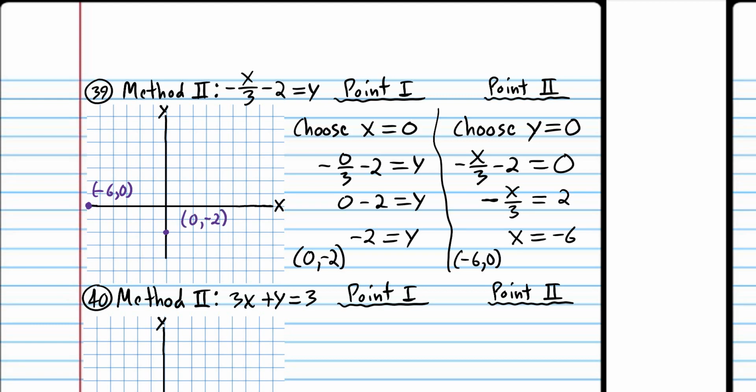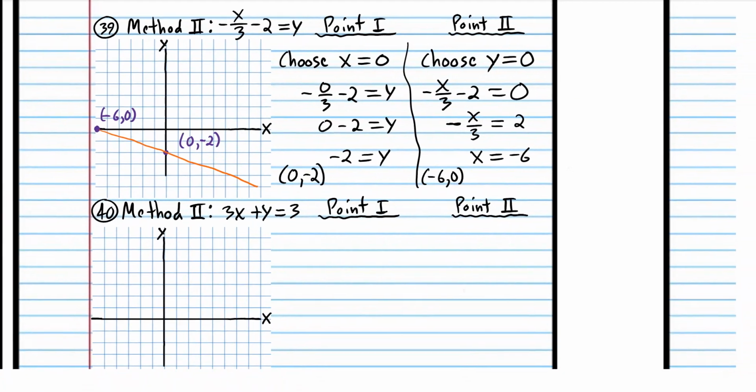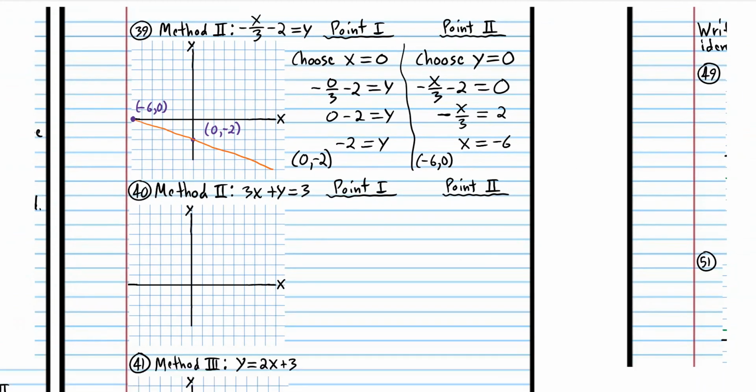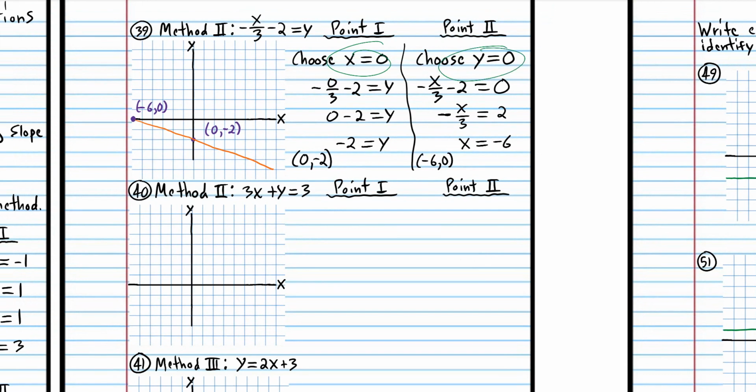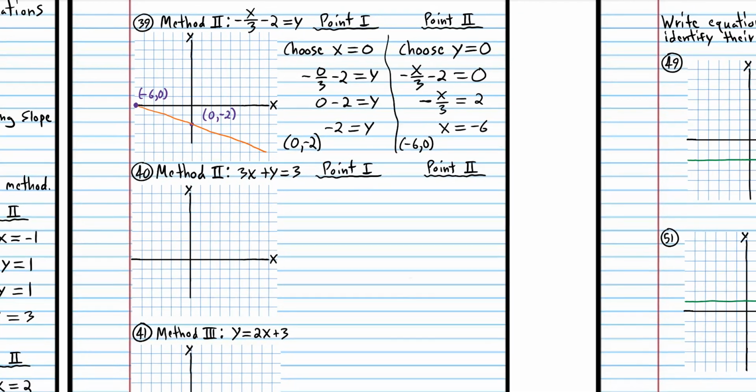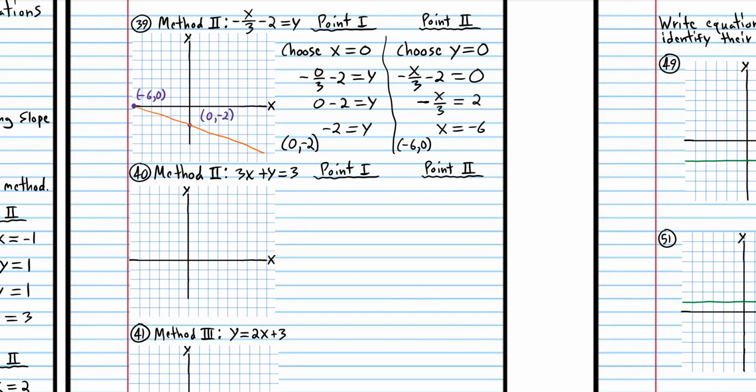All right, so now we just connect the dots. And again, your line doesn't have to be perfect. Don't spend all day with a ruler trying to make this perfect. So now I want you to try that method. Again, you have to let x be 0 and you have to let y be 0 on those 2 points. If you don't do it that way, then you're not using the method correctly. So try number 40, and when you come back, we'll do it together.